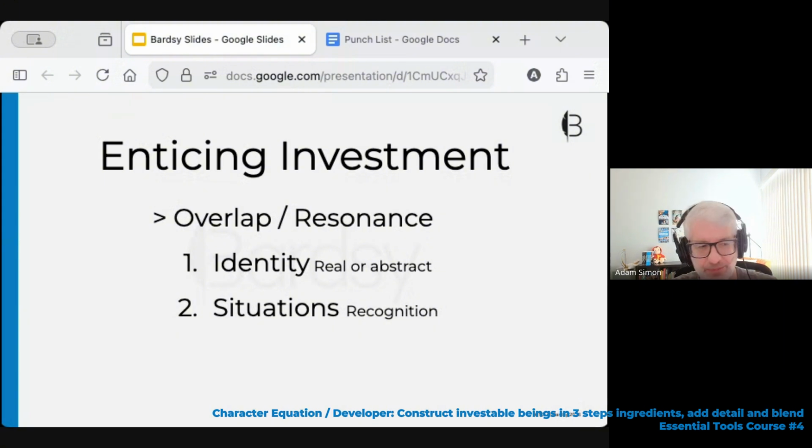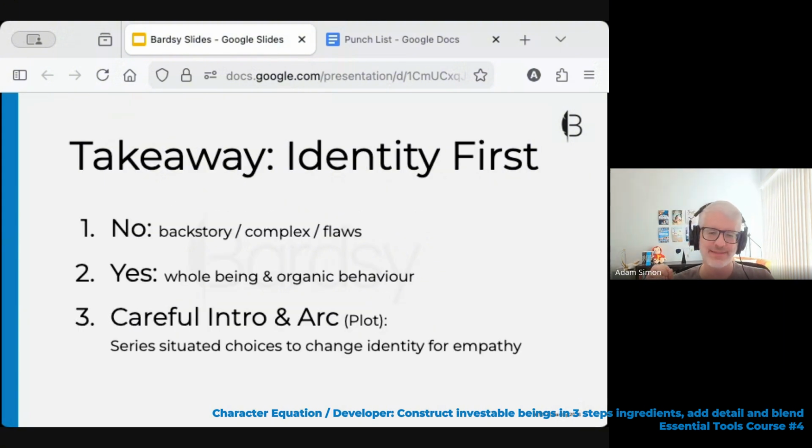So what's the takeaway here? The most important takeaway is that identity comes first, right? The simulacra are all about identity, right? You are forming a mental model that is equivalent to that person's identity. So the things we don't want to do are backstory, complexity, and flaws. Oh, you need a good, authentic character? Make a lot of backstory. No. Remember, a character is super easy to render authentic, right? You don't need backstory. You just need an instantaneous introduction.